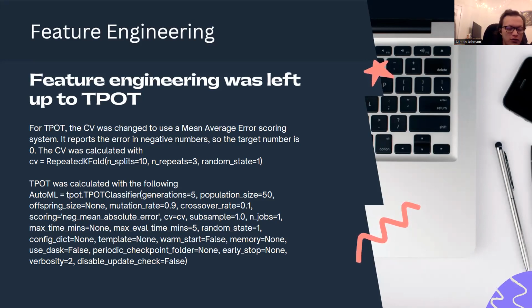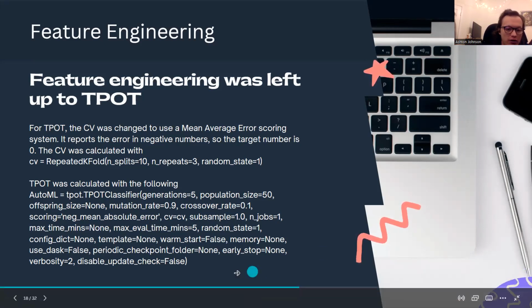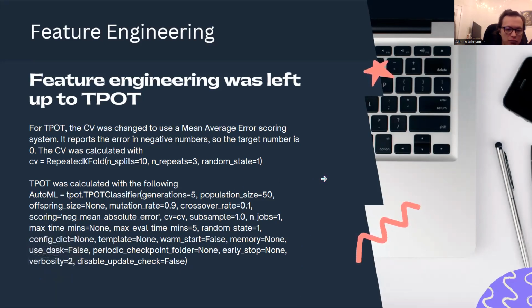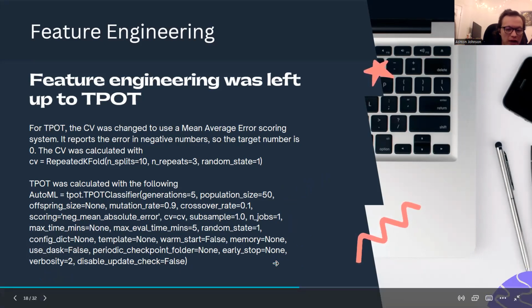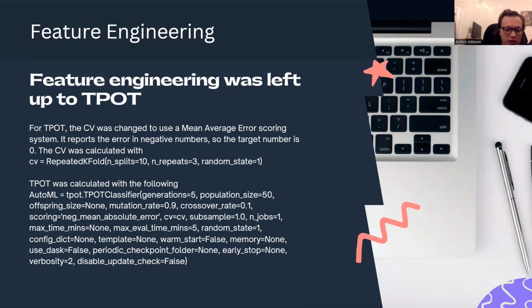And then I've included the formula for calculating the CV. And then TPOT was calculated with the following code. I just included all of it. Most of it was taken from the lab we did in class. I've changed a little bit of it, some to save time, some in the interest of hopefully achieving a better model.